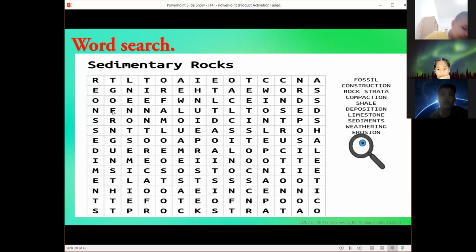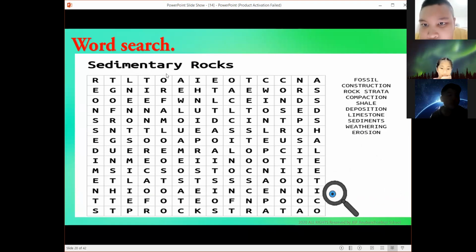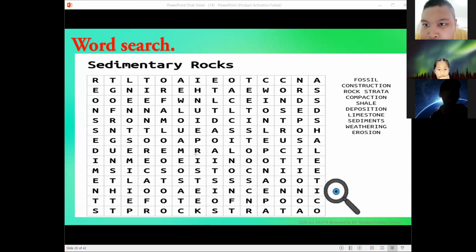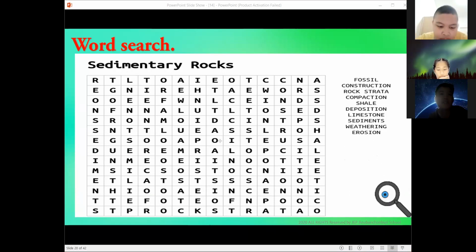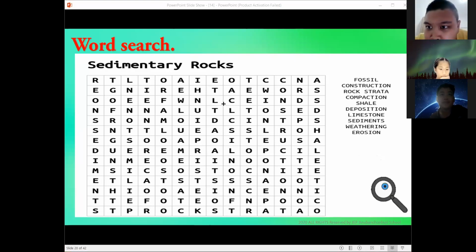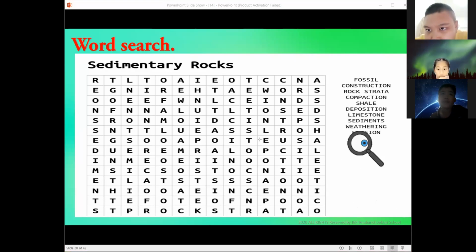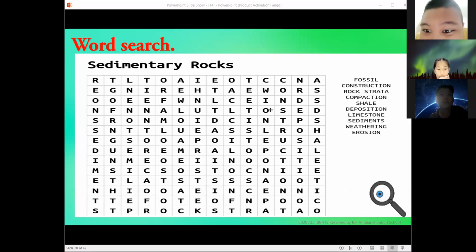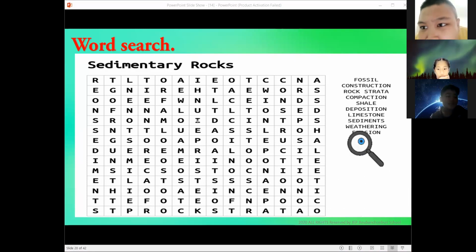Now for our quiz time, there are words here. I think you know how to do it already. This is like a word search. Put the words that you can see in a red box or red rectangle. For an example, I will do fossil first. I will find the fossil first so that it will serve as an example. Wait, where's the fossil? Is it fossil or fossils? Only fossil, right? It should be letter F here somewhere.